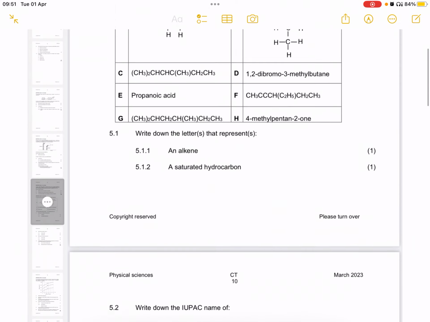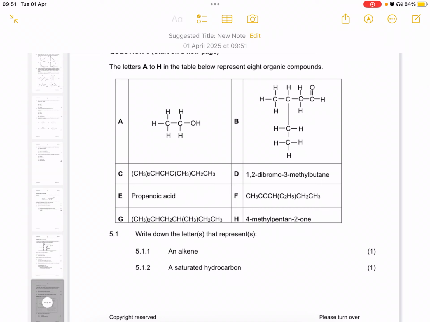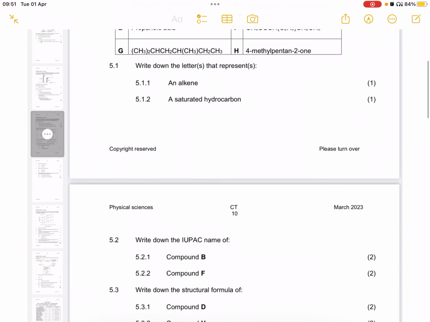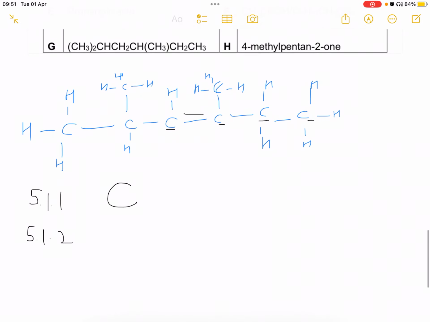Then we get to 5.1.2. What does it want from us? 5.1.2 wants a saturated hydrocarbon. The D is a dibromo, so it's a haloalkane. E is a propanoic acid, so it's a carboxylic acid. And then F, we can see that its condensed structural formula has a CH3 attached to a C and a C. And if it's a C and a C, that means there's a triple bond in between them. Then it means we might have to go with the condensed structural formula of G.